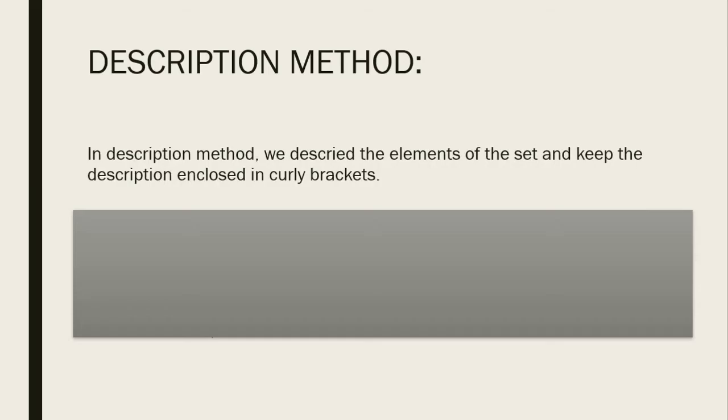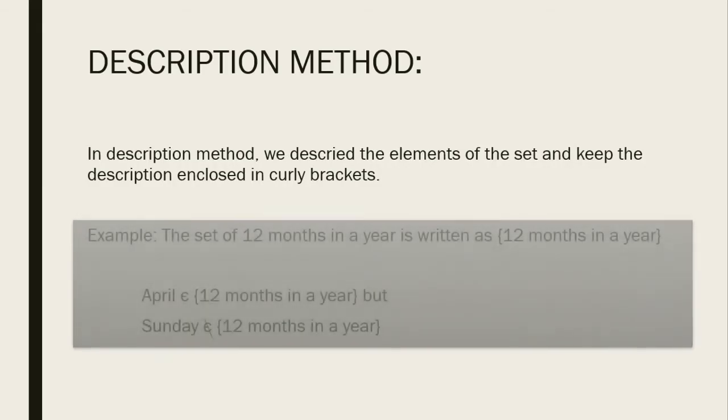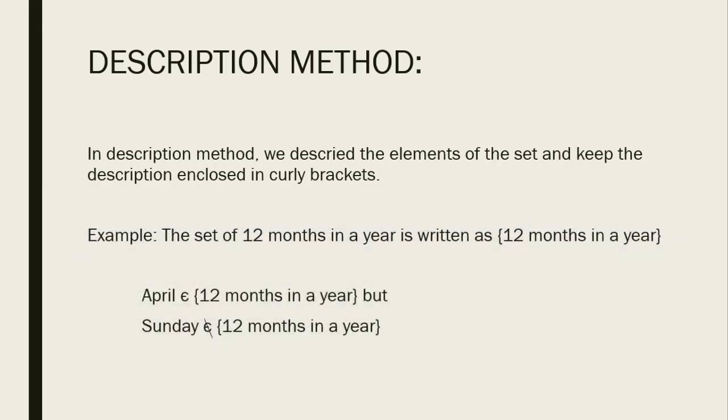In descriptive method, we describe the elements of the set and keep the description enclosed in curly brackets. For example, the set of 12 months in a year is written as 12 months in a year, and the whole statement is enclosed by curly brackets.